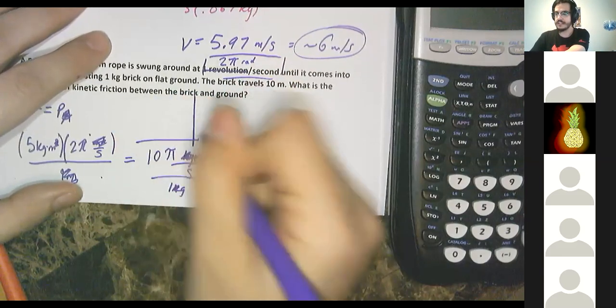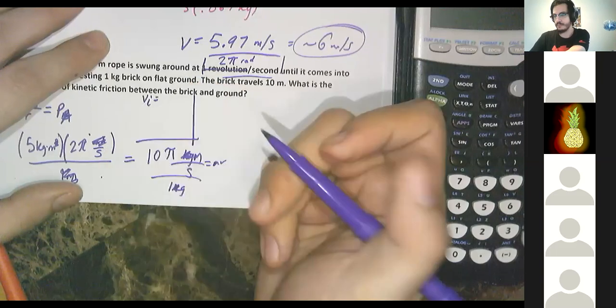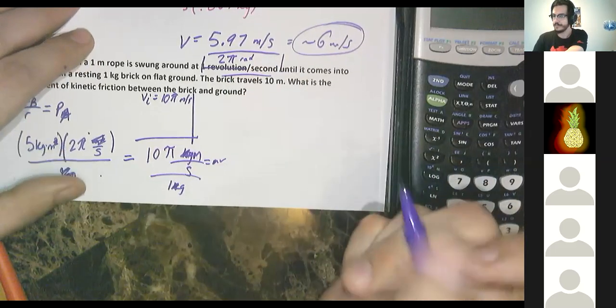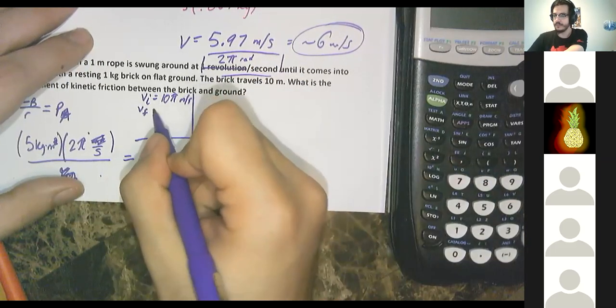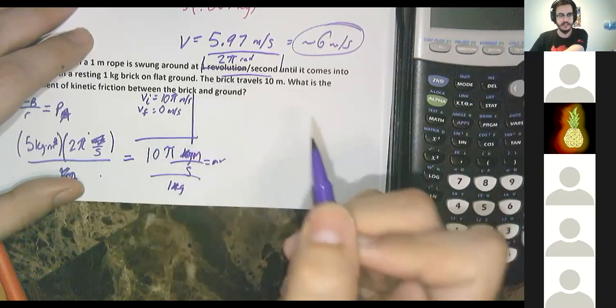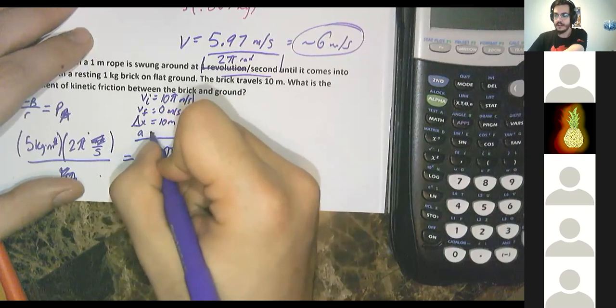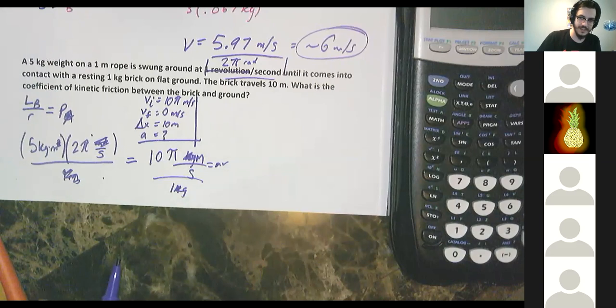But then it's going to decelerate. So that is our initial velocity of the brick, 10 pi meters per second. It stops at 0 meters per second, 10 meters away. That is enough to find the acceleration. If we find the acceleration, we know the force, because we can use F equals ma. And if we know the force, and we know that the force is friction, then we can use the normal force times mu, and we will finally have the coefficient of kinetic friction.